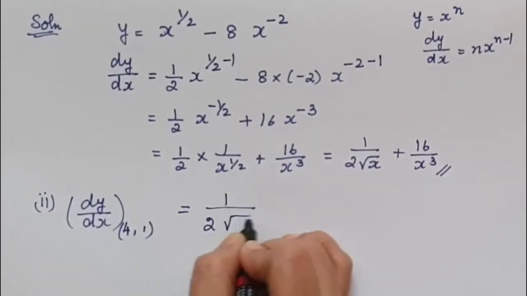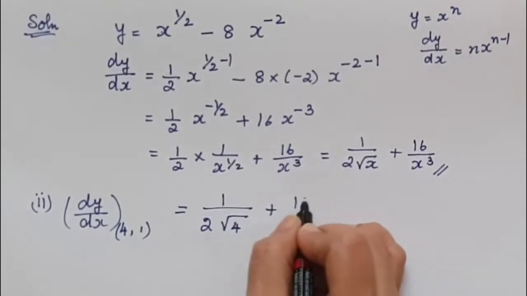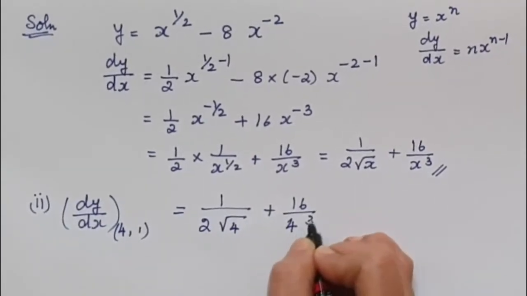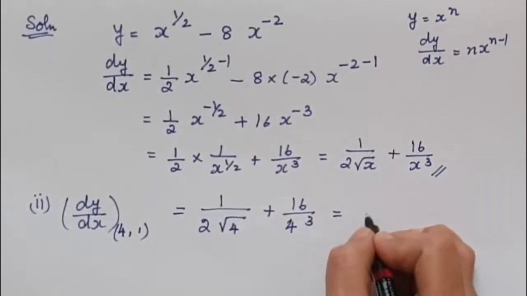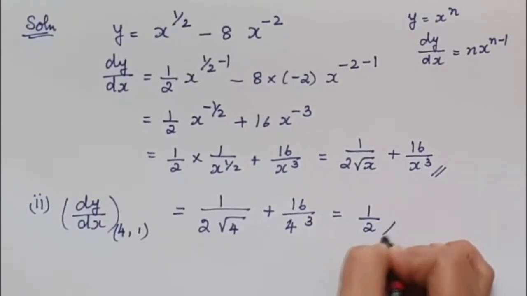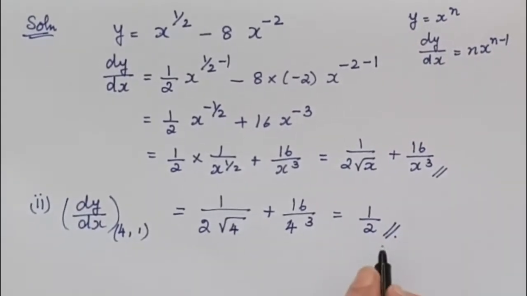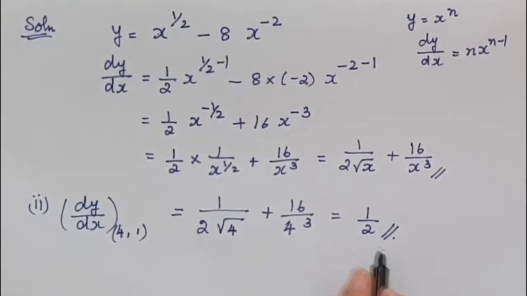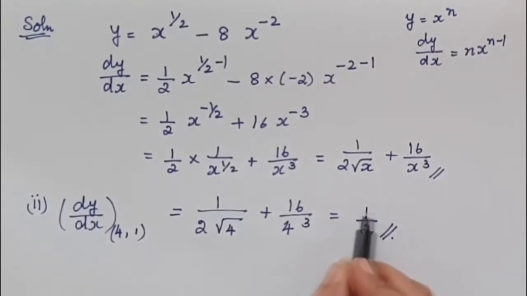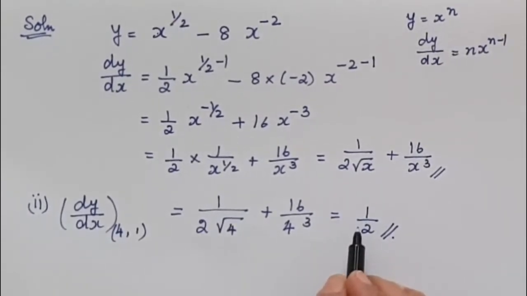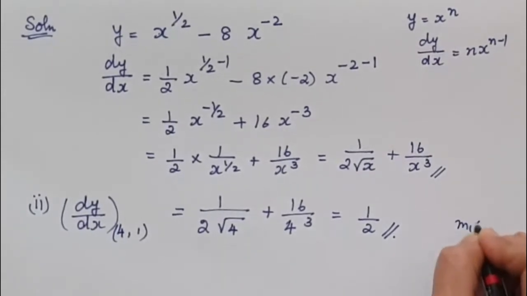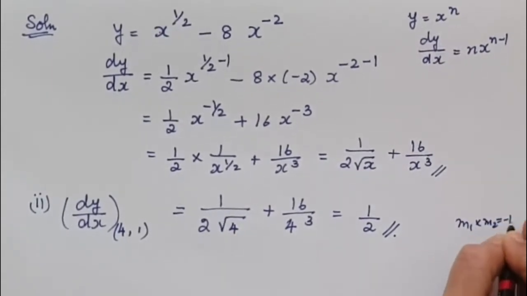So 1 equal to 2 into square root of 4 plus 16 over 4 cubed. When you simplify this with your calculator, you will be getting your answer as half. So this will be the gradient of the tangent. The gradient of the normal, you just flip it and change the sign, using the concept that m1 into m2 will be equal to minus 1.